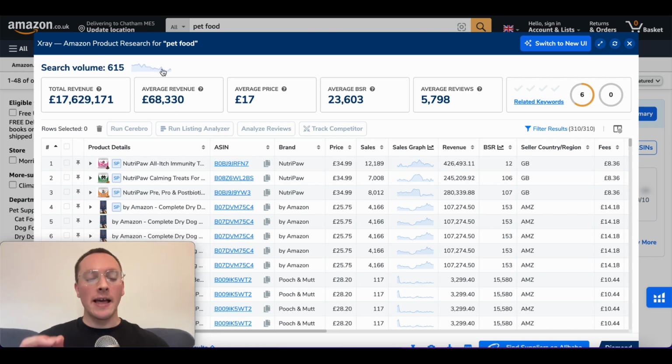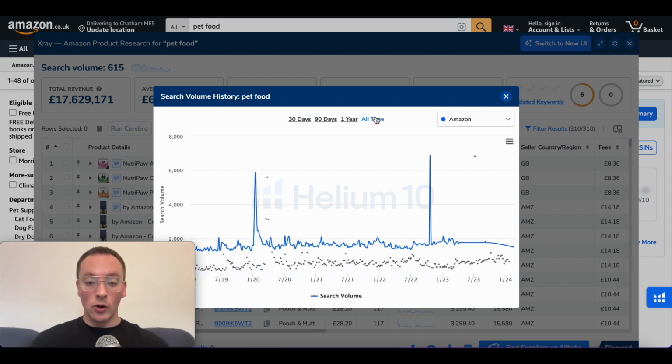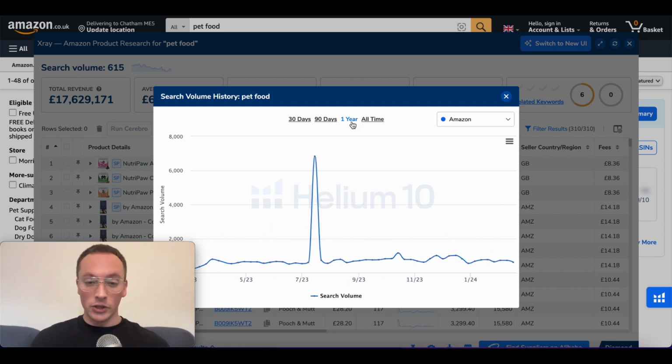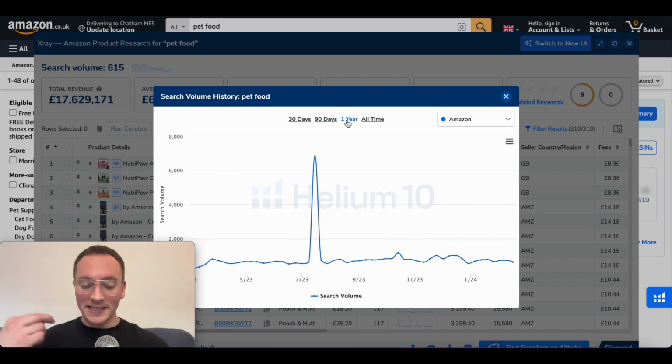Now, not only that, on my favorite tool right here, that a lot of people don't know, is that when you click into this graph here, not only can you see the current search volume, but you can see all time and for the last year, the last 90 days, last 30 days. Why this little feature is so important is that it tells you if A, it's a seasonal product, B, if you're going to have some consistent sales, if you manage to get one of the top spots in that keyword or similar keywords.